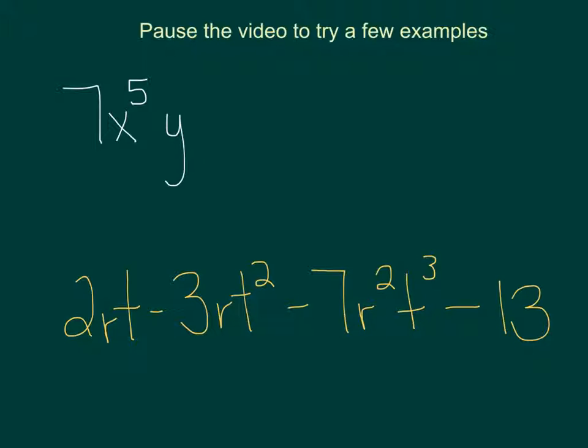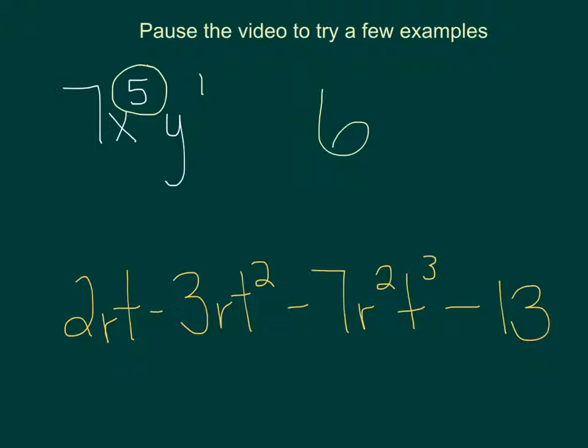Pause the video to try a few examples. For the first example, in finding the degree, we have 7x to the 5th y. So it is a monomial, and so you just have to add your exponents. Well, you have the 5, and then you have the y, which does not have an exponent visible, but we know it's a 1. So you add those two together, and you would get 6.